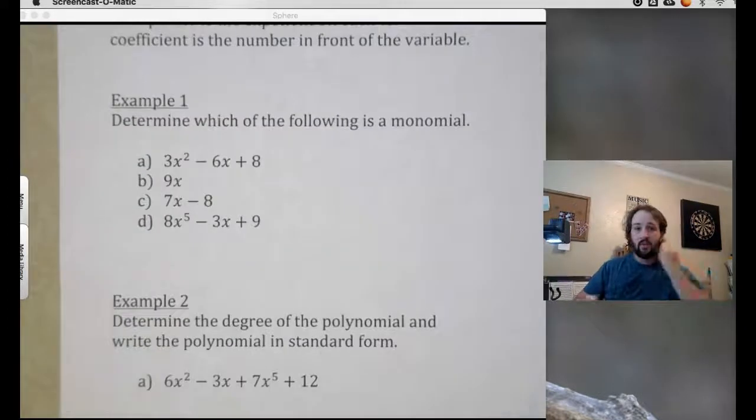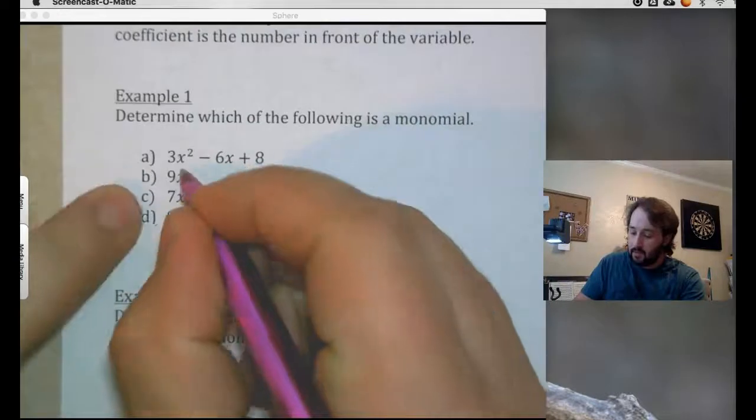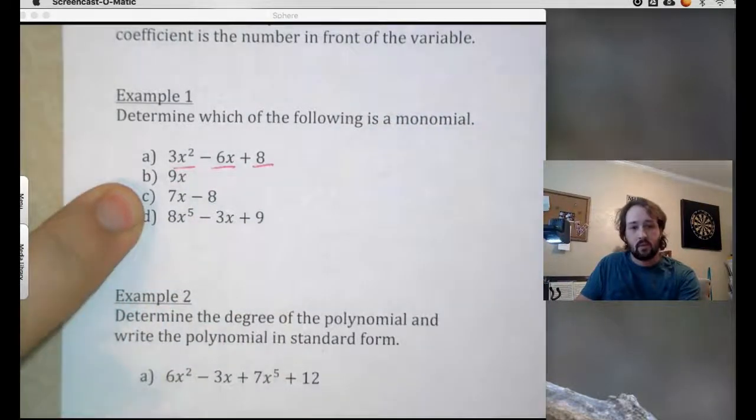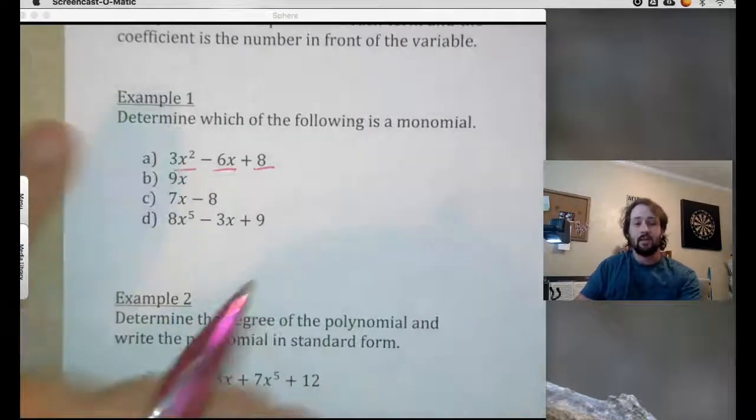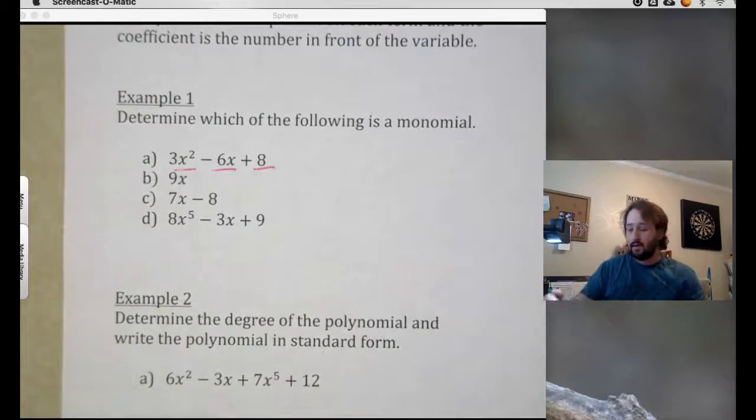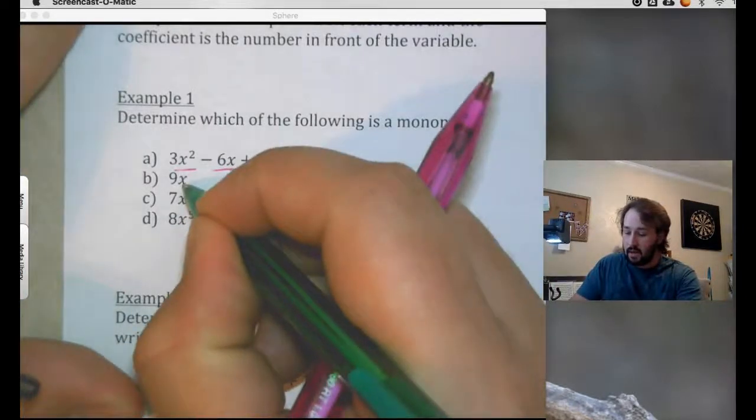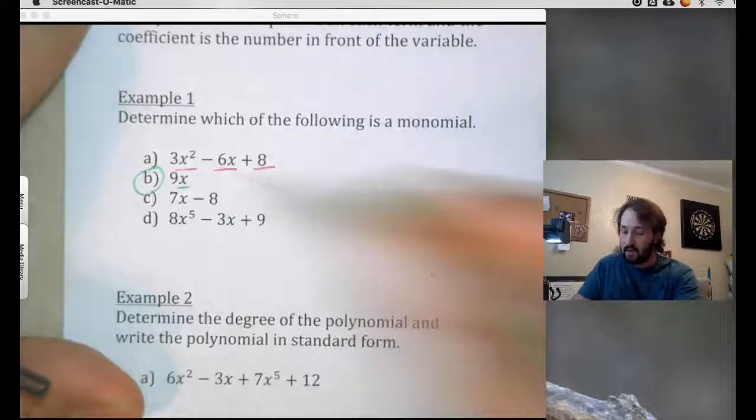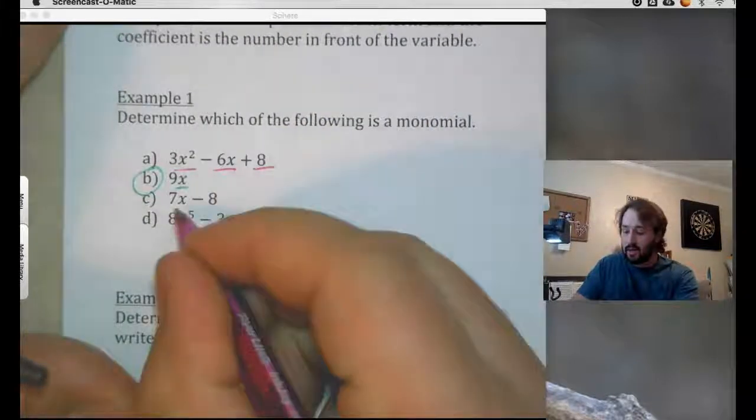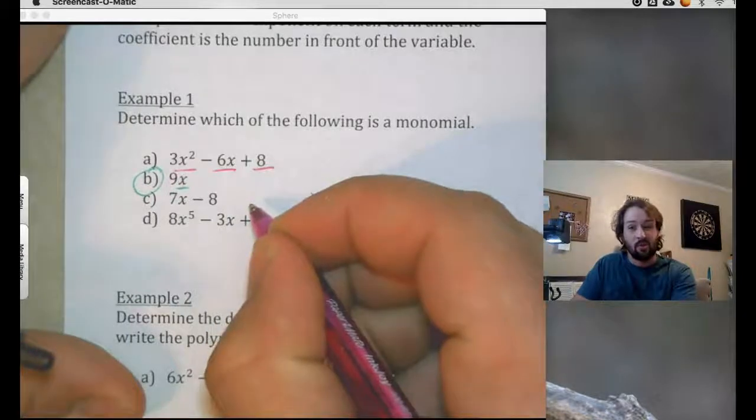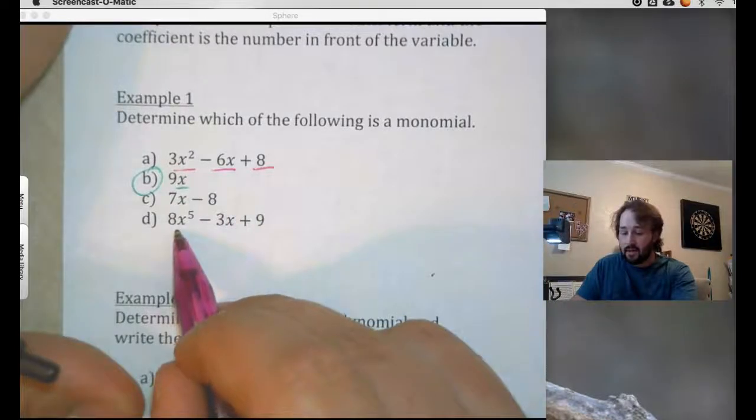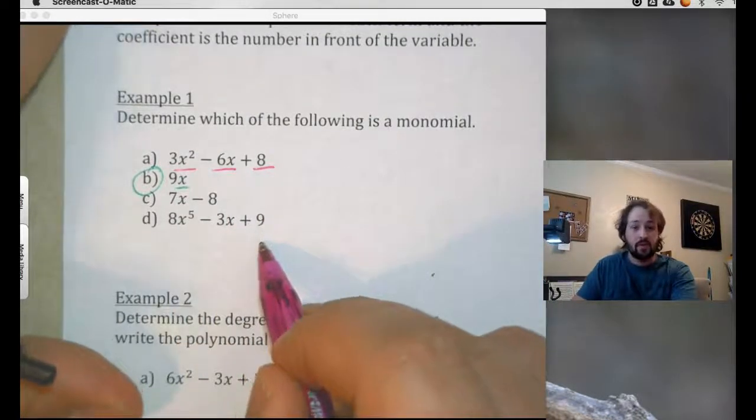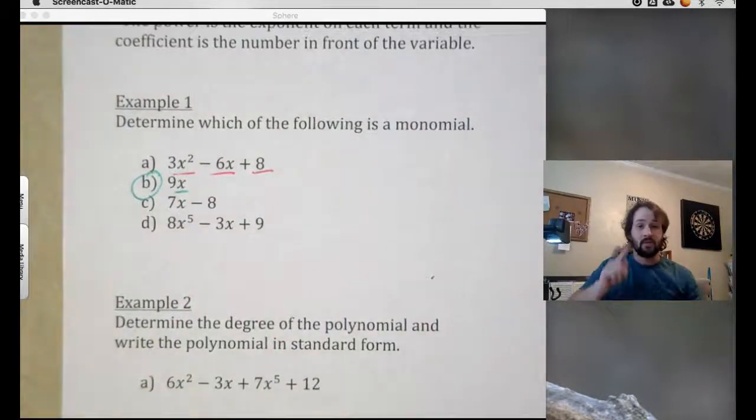All right, so looking at this first example, determine which of the following is a monomial. This one has 1, 2, 3 terms. So that is a polynomial, and more specifically, it's a trinomial. You don't need to say anything else other than that. But with B, it only has one term, so that is a monomial. 7x minus 8 has 2 terms, so it's called a binomial, but it still is a polynomial. It's not a monomial. And part D also has 3 terms, so that is also a polynomial. A monomial just means one term.